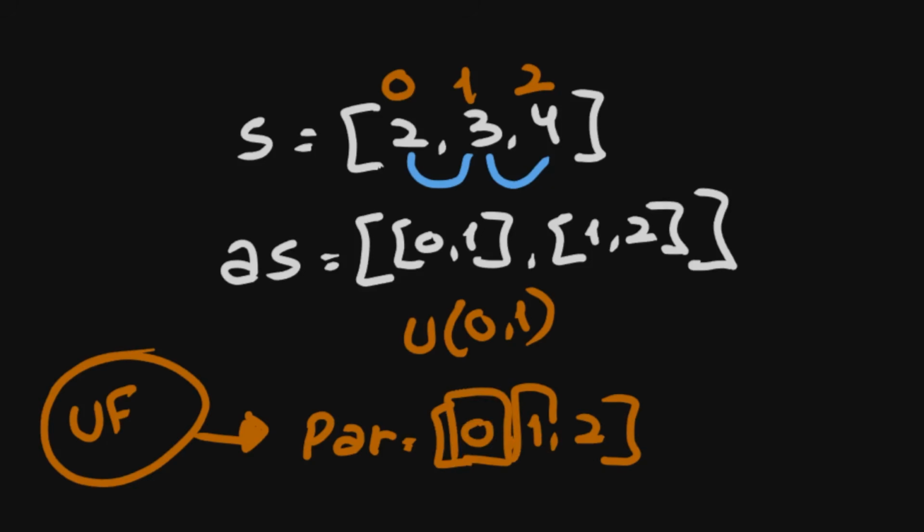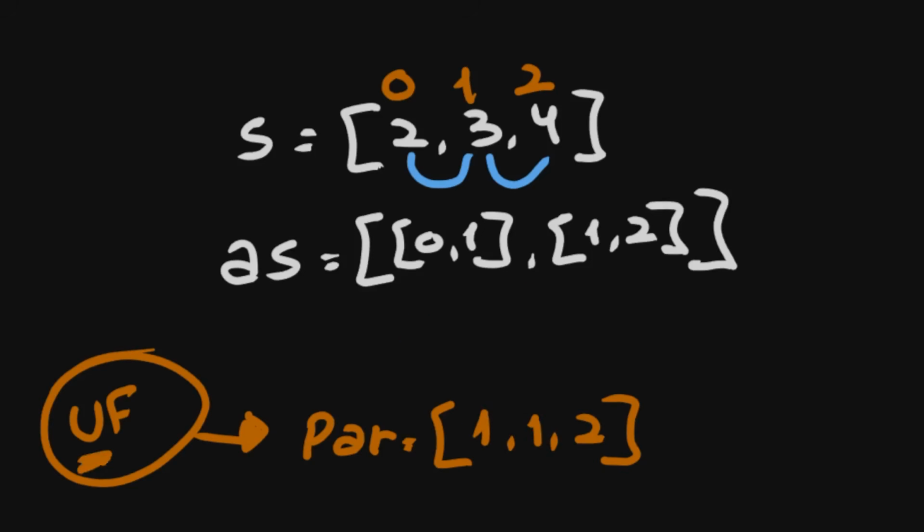Given that these two numbers are different, we can connect them. This means that we can transform this into 1 or we can transform this into 0. It's basically the same here. So let's say that we transform this into 1. And now we can run the union function once again with these two elements, 1 and 2. So now we are connecting component number 1 with component number 2. This means that this becomes 1.